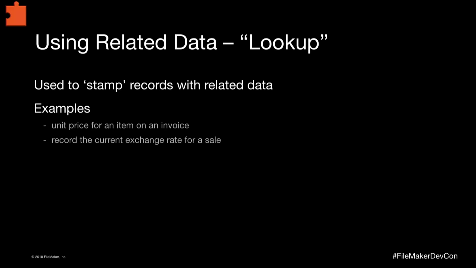When I put an item onto an invoice, it has to go to my price list, my product table, and look up that product and find out what that product costs right now when I'm selling it. So say that product costs $100, it stamps $100 into that line item on the invoice. Because in 2 weeks' time, when the price goes up to $110, I don't want this invoice to change to $110. So we don't use a direct relationship to display that price field. What we do is we use a relationship to go and look up the price and stamp it into that record.